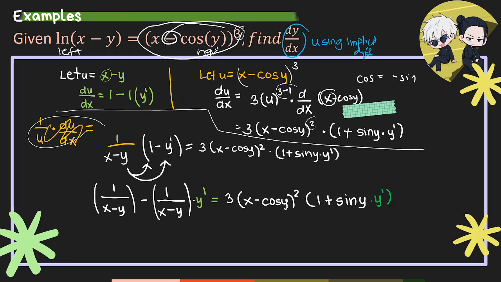We're just going to, ang gagawin natin. In order for us to get y prime, nandito sa loob. Paano yun? Lalabas natin yun. Another thing is, we are just going to substitute. I substitute, distribute. Para mas mapasimple.